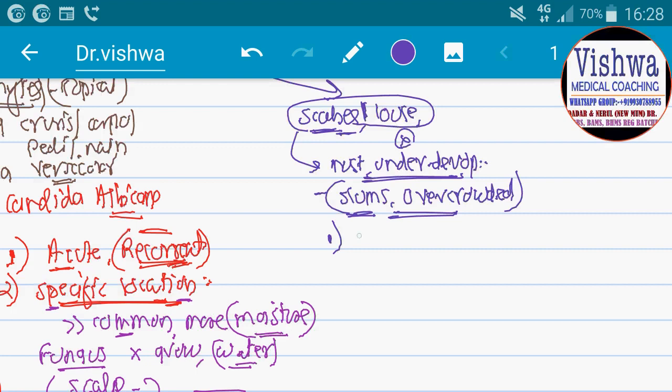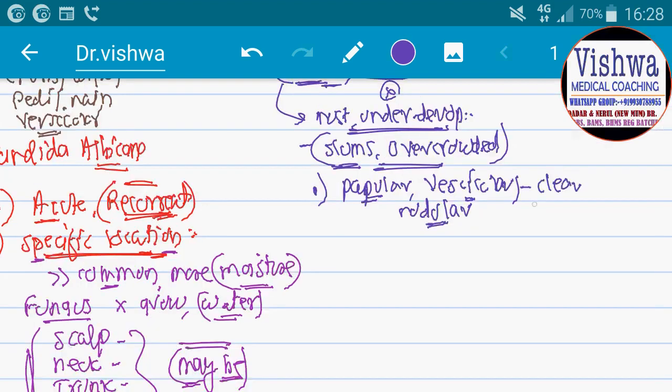First, it can be papular, or it can be vesicular, or it can also be nodular, because here we have a variety. It can be a papule, it can be a vesicle. A vesicle is a clear fluid-filled lesion, or it can also be nodular.